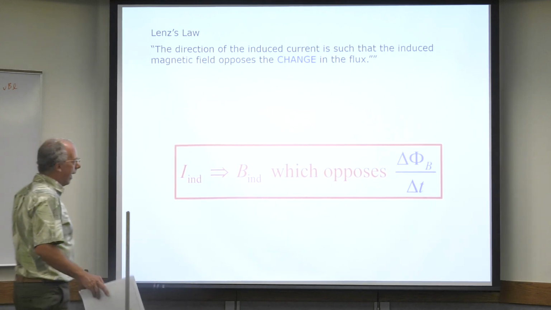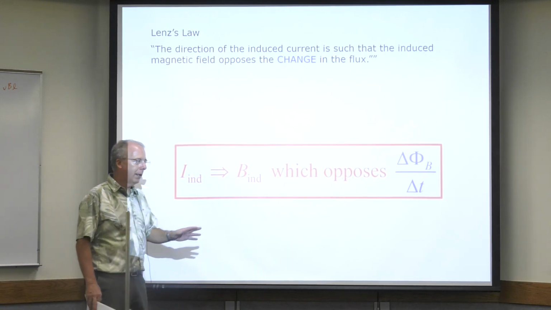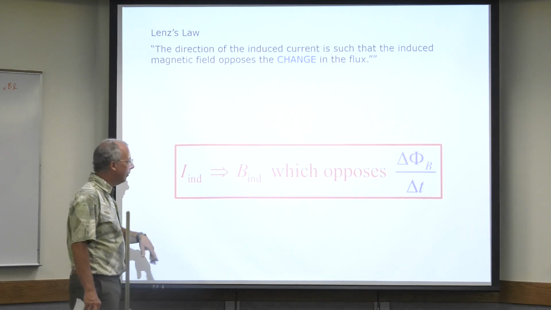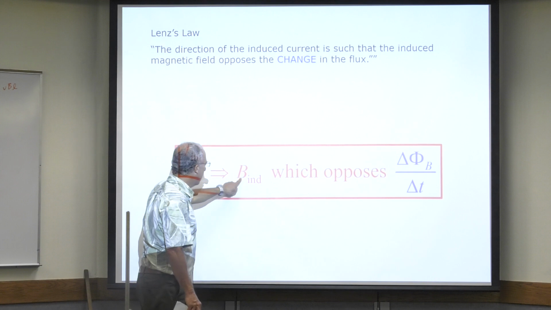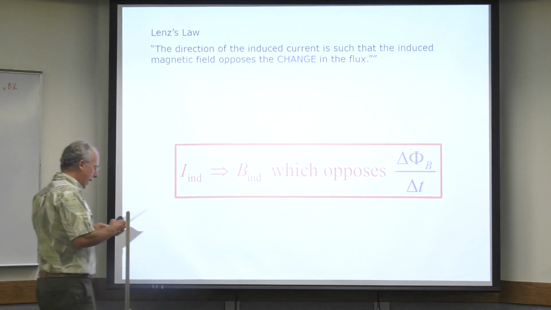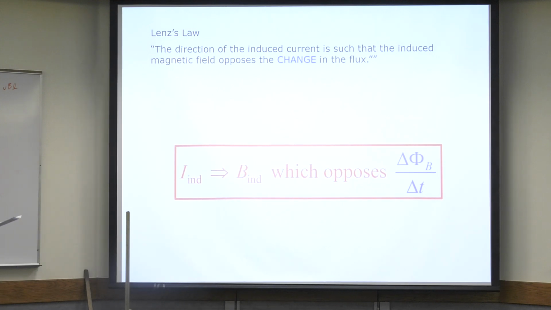I always joke in class, I say, just think of an old person. Old people don't like change, right? I wouldn't know because I'm not old, but anyway. So this magnetic field opposes the change in magnetic flux. Okay? So let's do some examples.